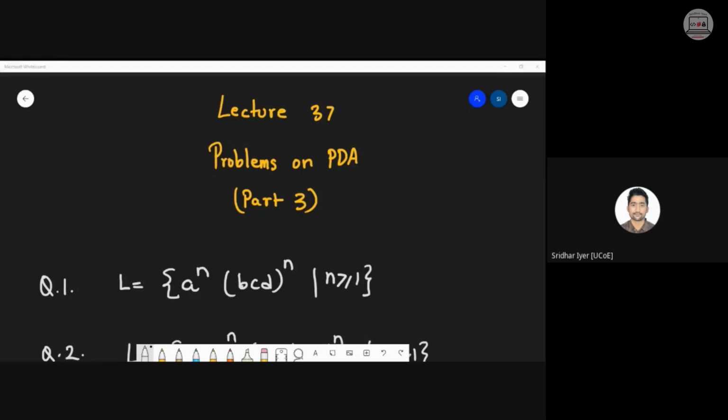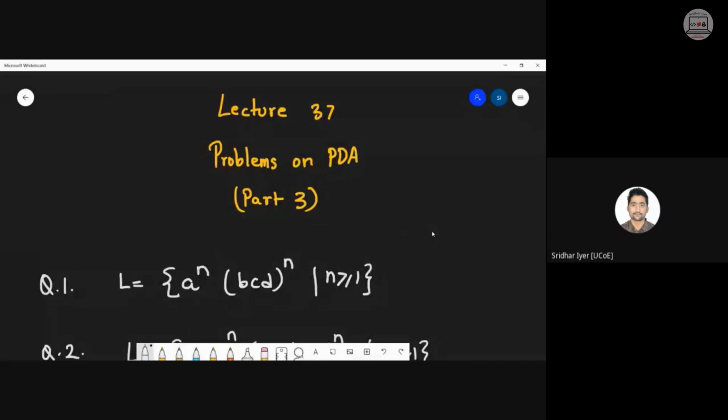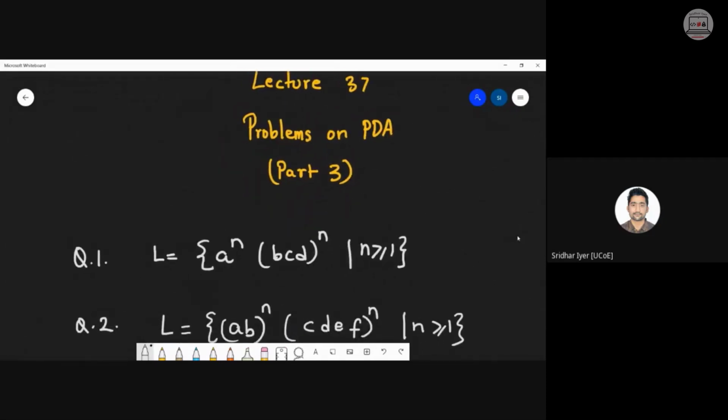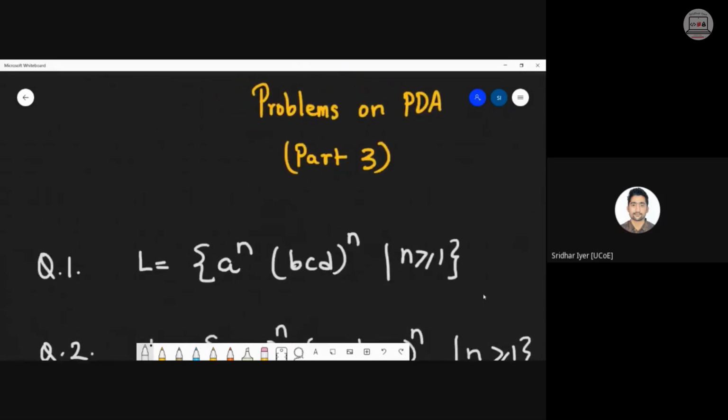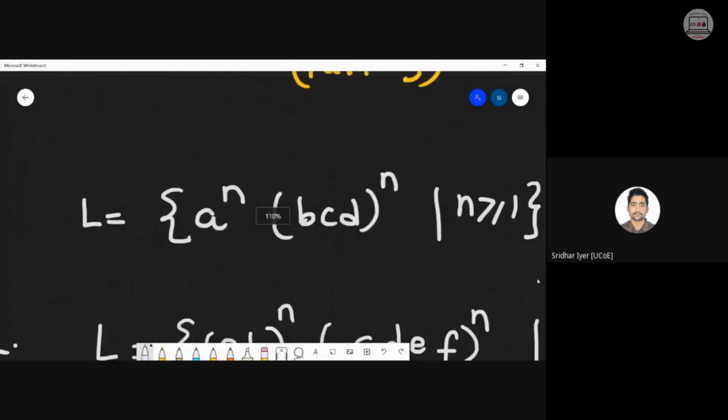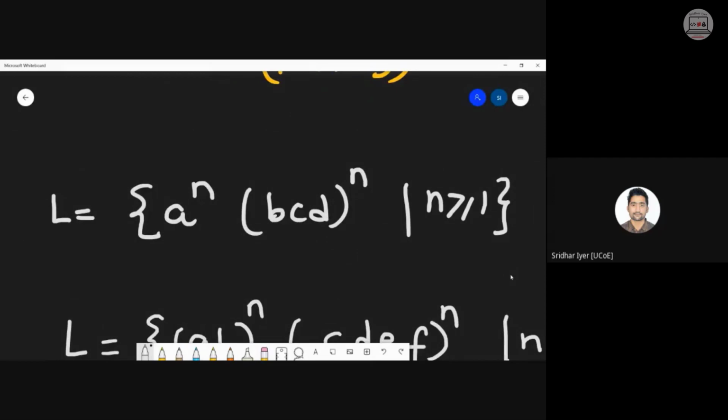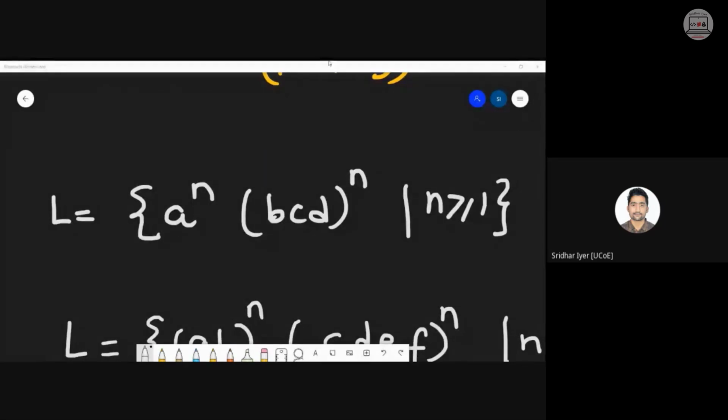As you can see on the whiteboard, this is basically the third lecture on PDA problems. Let's start with the problem which I had given you yesterday as homework. I guess you would be able to solve it now. This is the problem in front of you. L is a^n (BCD)^n, where n is greater than or equal to 1. Now you tell me what should be the logic for solving such a problem.